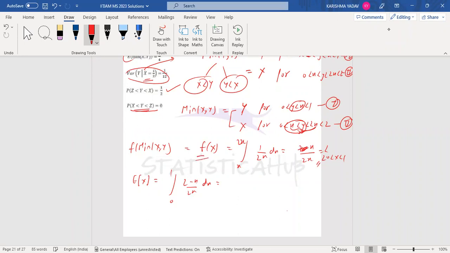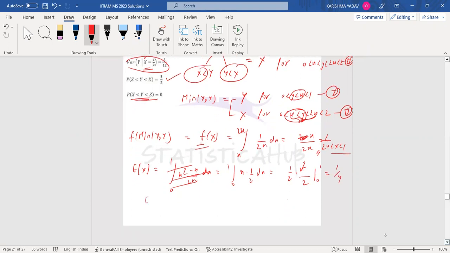It is basically the marginal of x, that is equal to 1 by 2 for x lying between 0 to 1. Okay, so the expectation of x here will be the integral from 0 to 1 of x into 1 by 2 dx, that is 1 by 2 into x square by 2. Putting the limits 0 to 1, that is 1 by 4. So we get expectation of x is equal to 1 by 4.